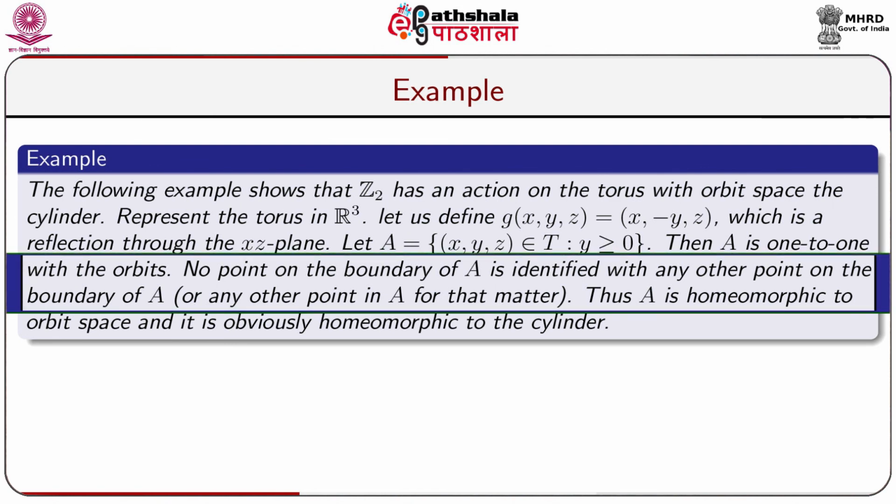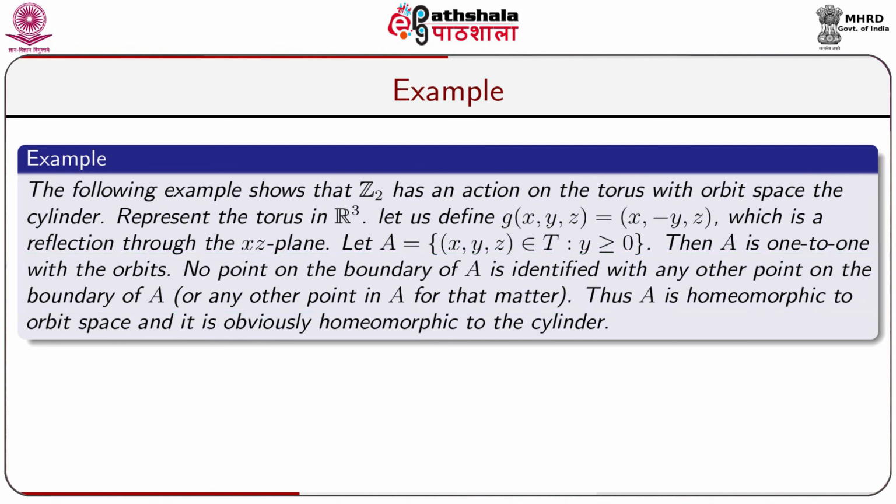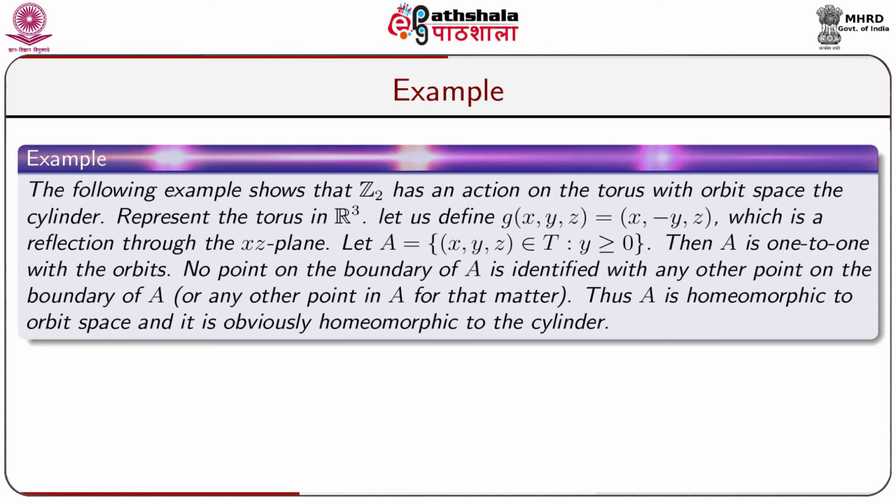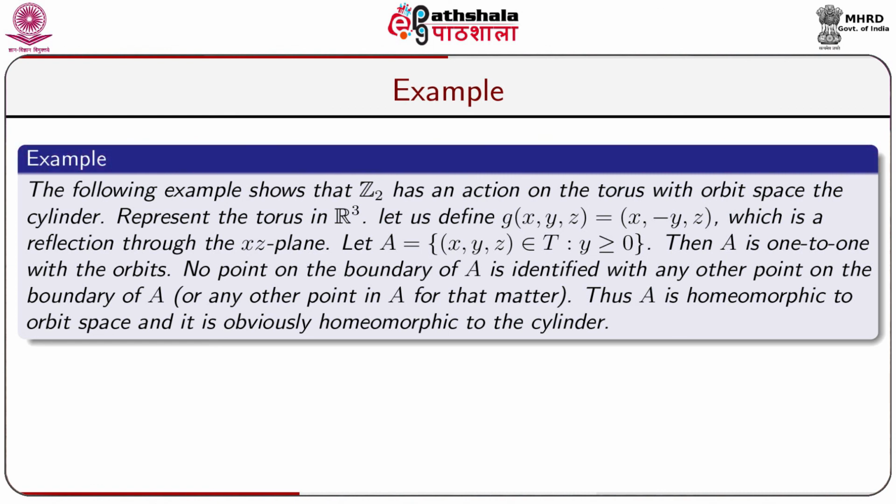No point on the boundary of A is identified with any other point of the boundary of A or any other point in A for that matter. Thus, A is homeomorphic to the orbit space and it is obviously homeomorphic to the cylinder. Thus, we have that a cylinder can be obtained as an orbit space of the action of the group Z2 on the torus.